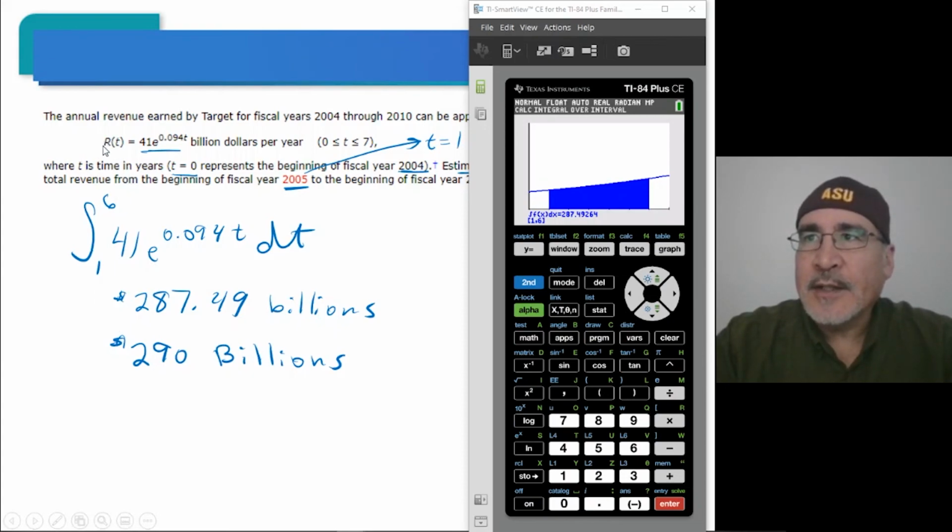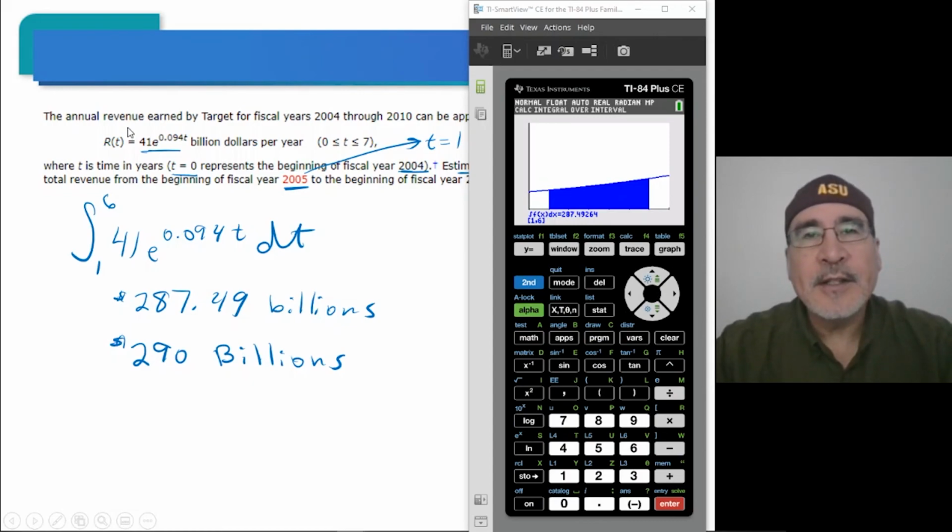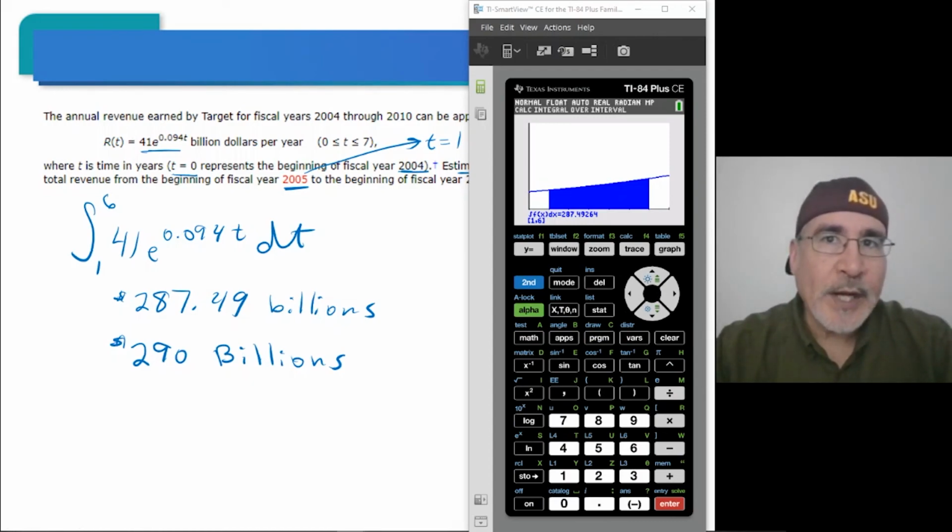It's a big R. Has that already been integrated? But annual revenue, annual is a per year revenue. Whenever you hear that word per, that's a rate. That's a derivative. Okay.